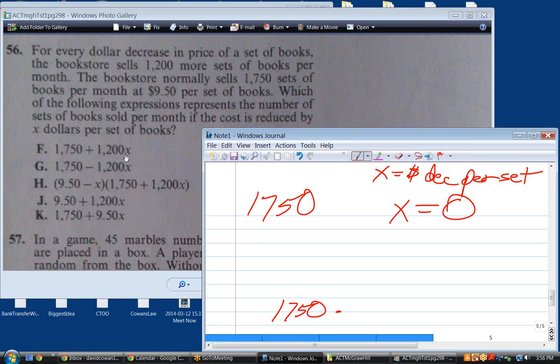Well, notice that that gives you that answer, and so does this give you that answer. If I make x 0, this does not, but this does also. So we've got to let x equal something else. Let's let x equal $1. So x equals 1. How many sets of books am I going to sell?